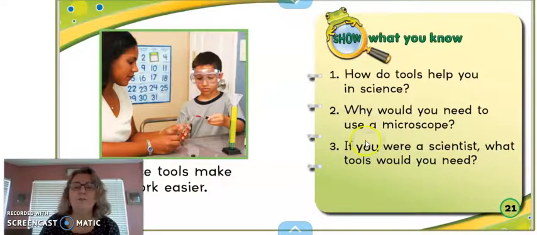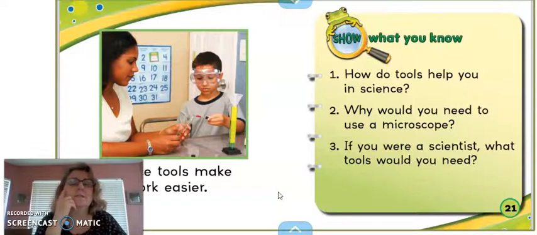Why would you need to use a microscope? Well, it makes little tiny things bigger. Yeah. And if you were a scientist, what kind of tools would you need? Well, you're going to tell me about that in your assignment.